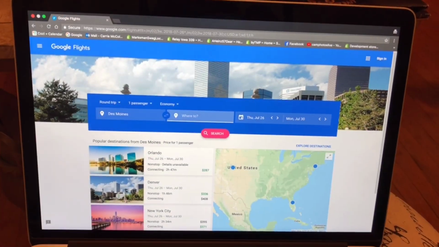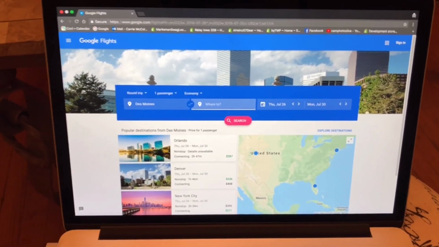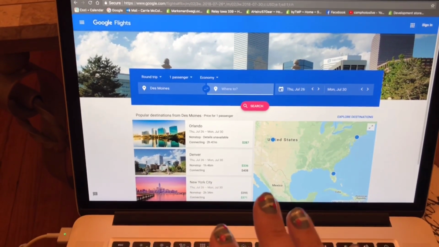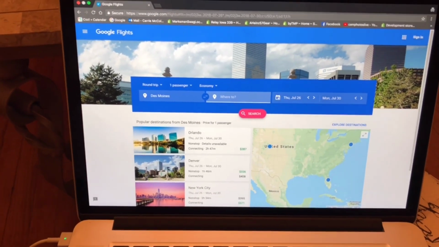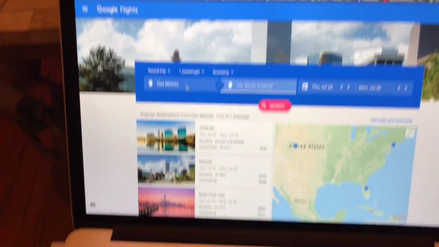www.google.com/flights. All right, so now you are incognito. You are on Google Flights, and you can start asking where to go to and from.